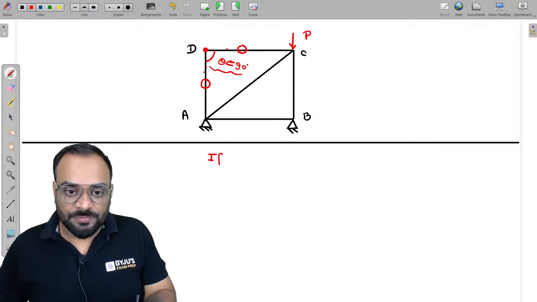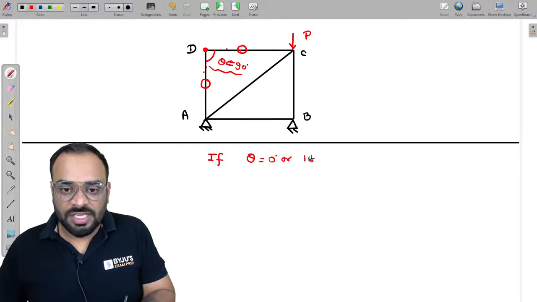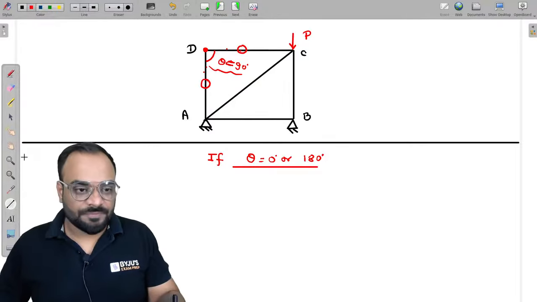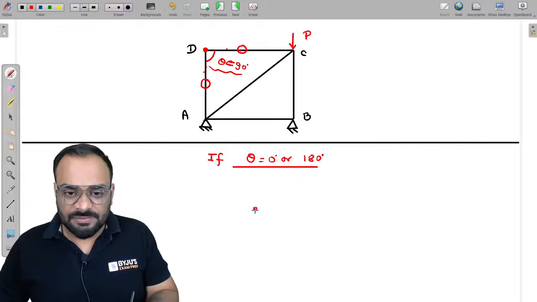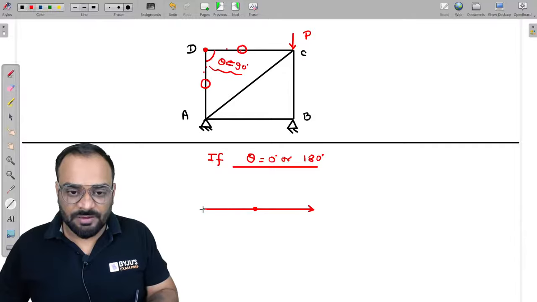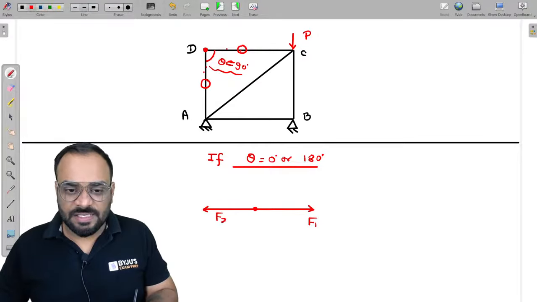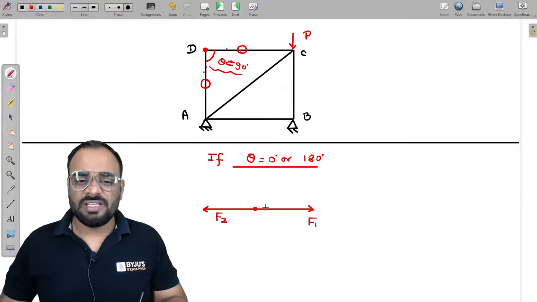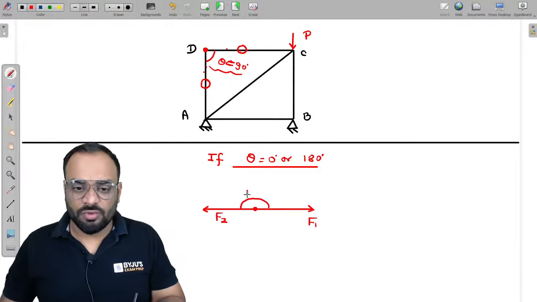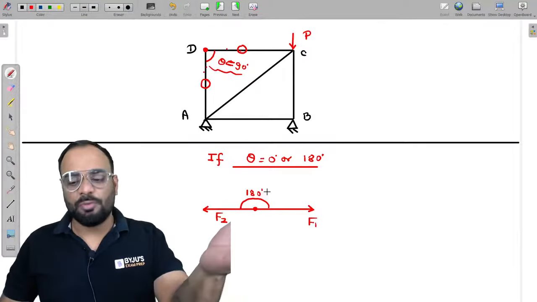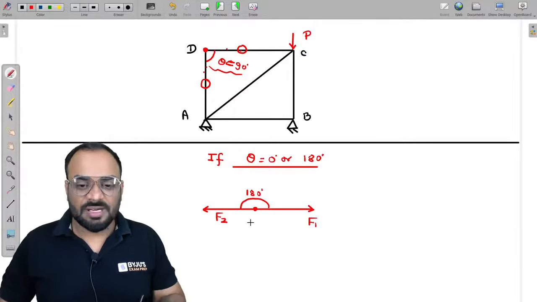So let us suppose if theta is equal to 0 or theta is equal to 180 degree, then what will happen? It is very simple to understand. So let us consider this is our member F1 and this is our member F2, right? And let us consider the angle between these two members is right now equal to 180 degree. Clear? If it is 0, that means the direction of both the forces will be the same, right? But right now it is 180 degree.